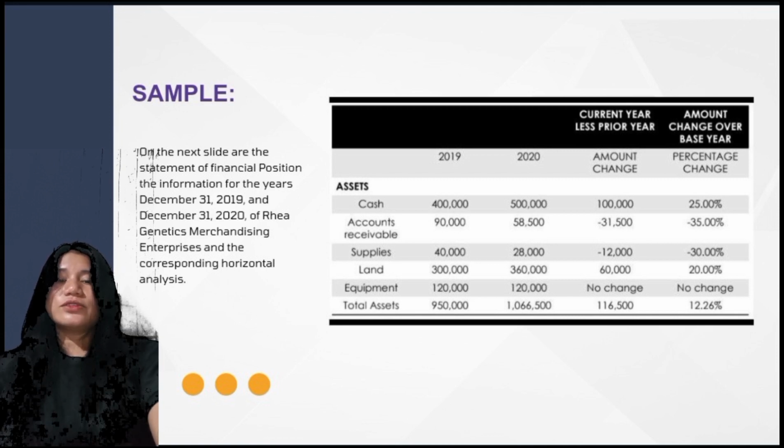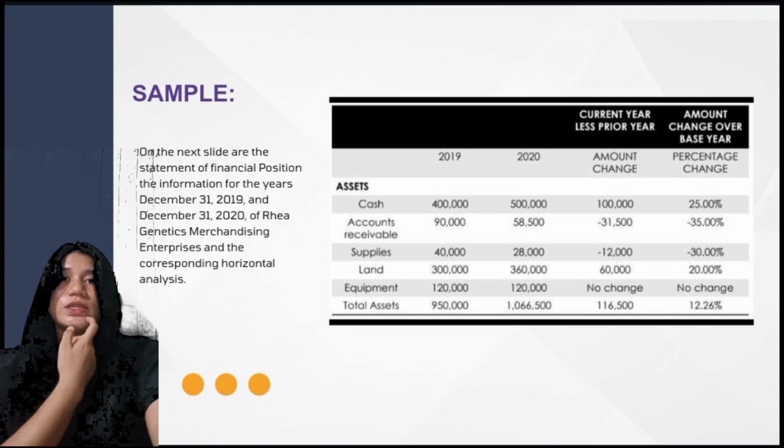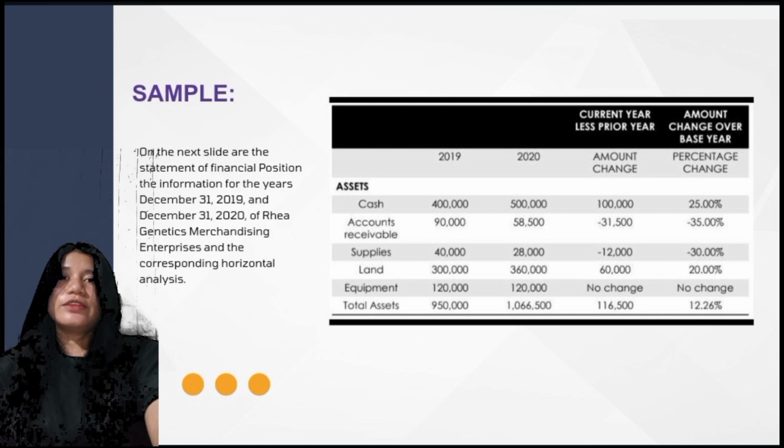For accounts receivable, in 2019 they have 90,000, in 2020 they have 58,500, and the current year less the prior year shows a decrease of 31,500, while the percentage change is also a decrease of 35%. In their supplies, in 2019 they have 40,000, in 2020 they have 28,000, and they have a decrease in the current year of 12,000, and also a percentage decrease of 30%.